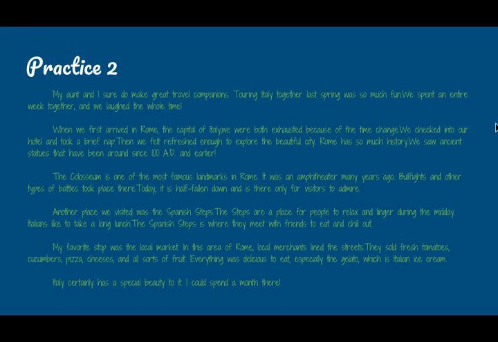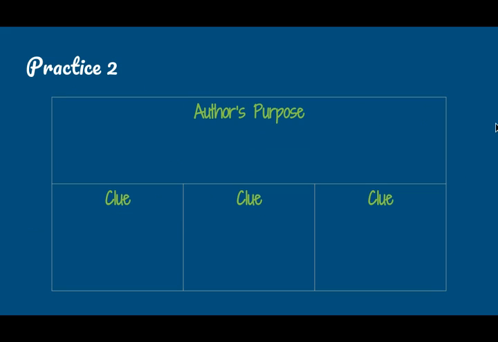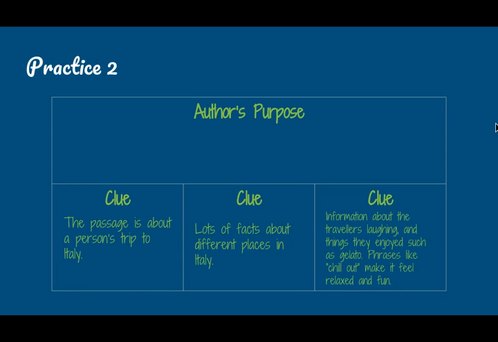So now we're going to use a graphic organizer to determine the author's purpose. So the first clue we notice is that the passage is about a person's trip to Italy. The next thing we see is that there are lots of facts about different places in Italy. And the final clue we notice is that there's information about the travelers laughing and things they enjoyed, such as gelato. There are phrases like chill out, which makes it feel relaxed and fun. Now, when we put this all together, we notice that the author's purpose is both to entertain and to inform.